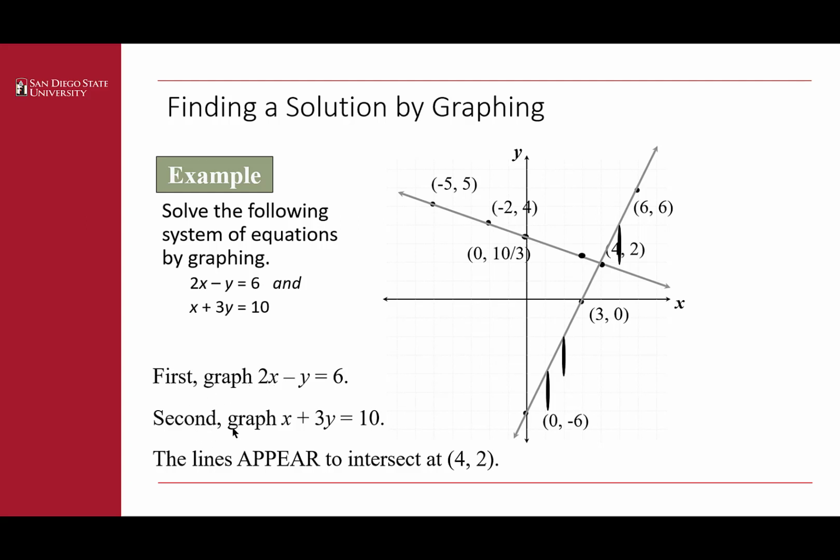The second graph, this one, should belong to x plus 3y equals 10. These lines appear to intersect at the point 4, 2. So this means that this point exists in both equations, in both functions. And if you give the x value of this point, the result of y would be the same for both functions.